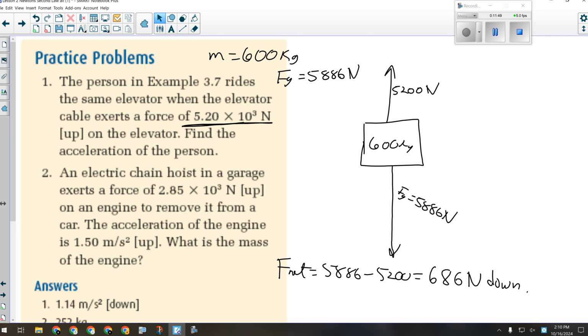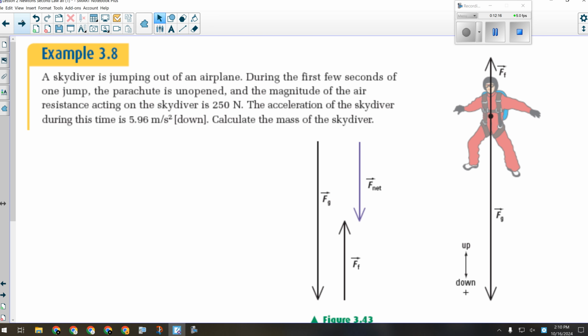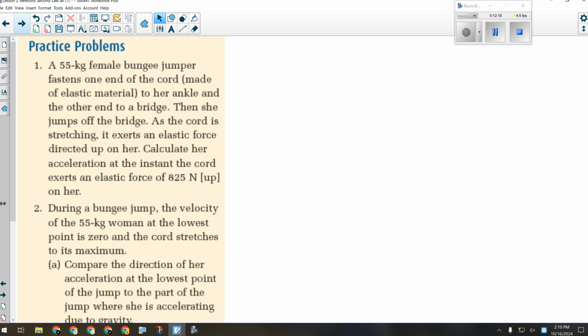Right, so I should then be able to calculate its acceleration by going F net divided by mass, 686 divided by 600, and that should give me 1.14 meters per second squared down. Okay, everybody all right with that? Okay, you don't have to do number 2. Okay, I would like you guys to write down and try question number 1.